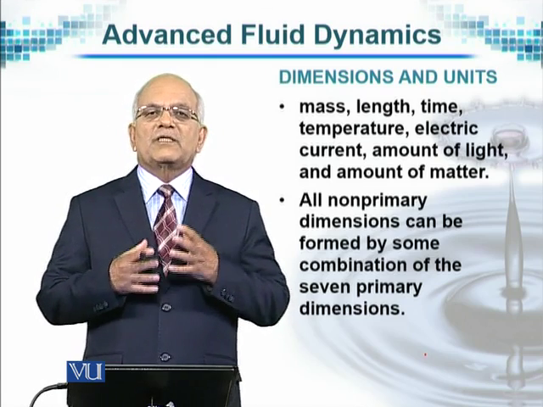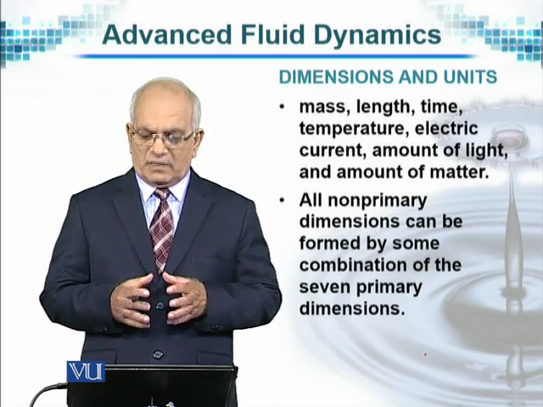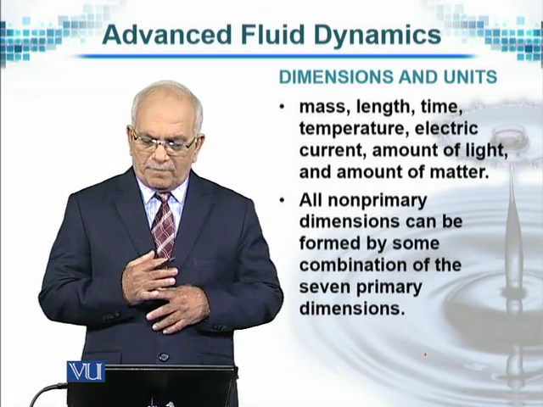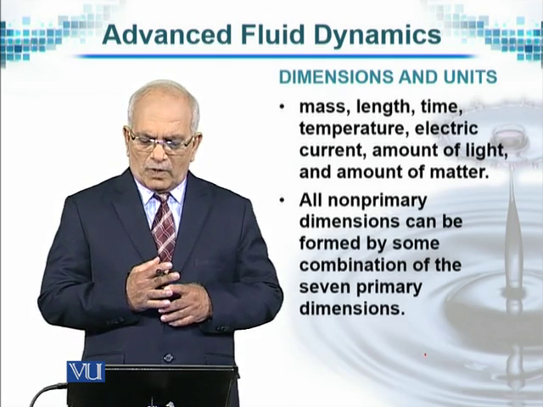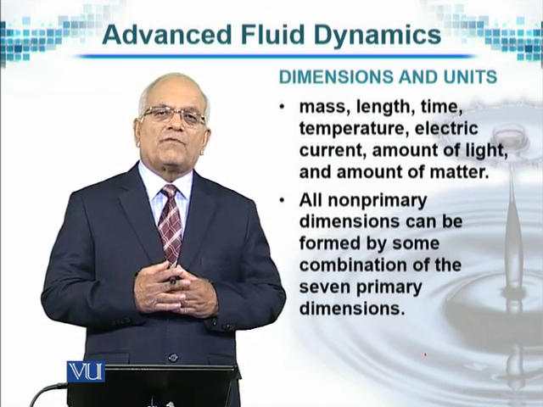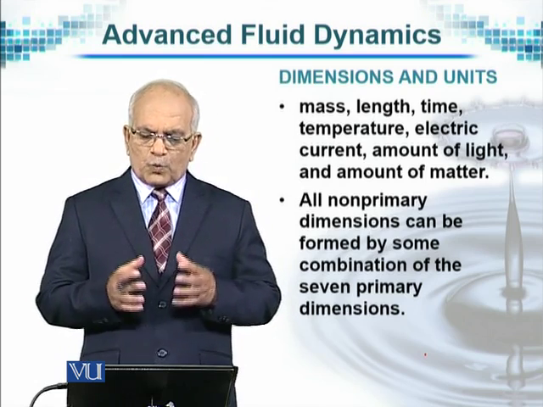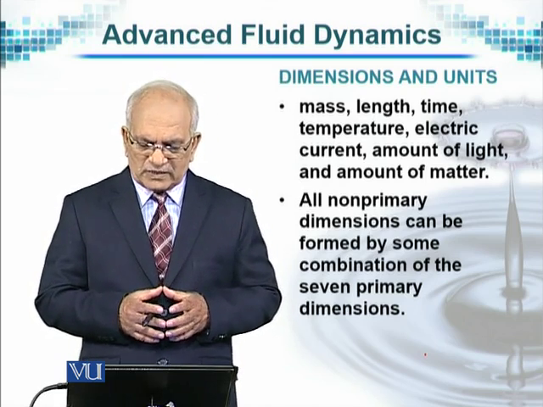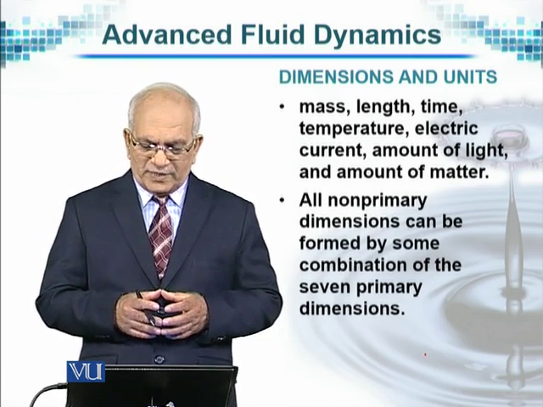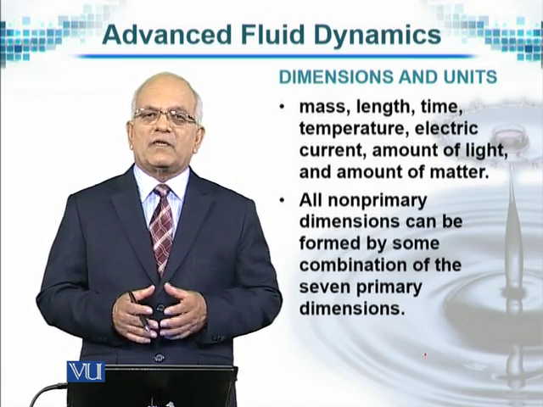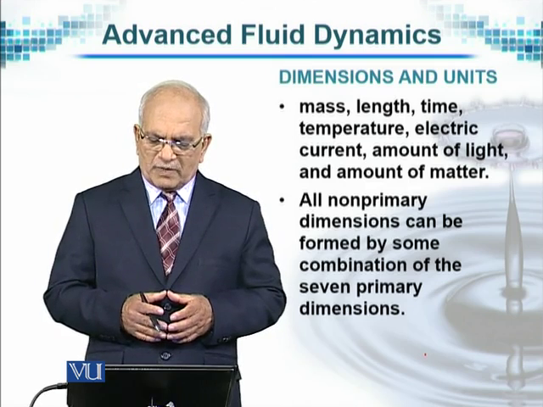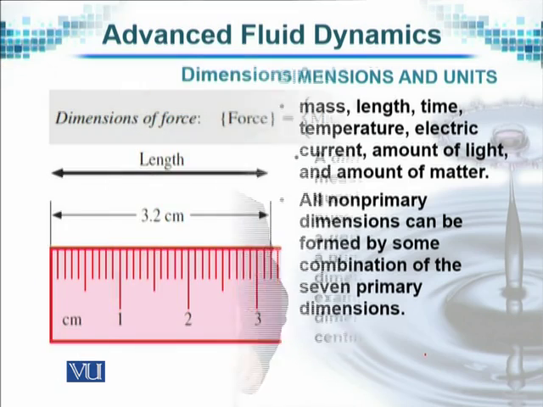These 7 basic dimensions are mass, length, time, temperature, electric current, amount of light, and amount of matter. With the help of these 7 basic things, the other variables can be measured by making use of them. All non-primary dimensions can be formed with their help.